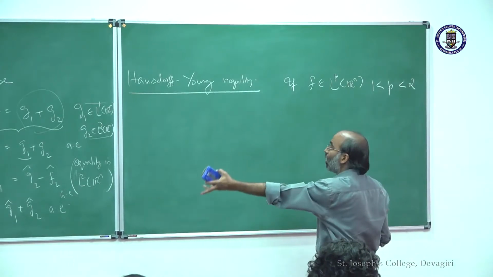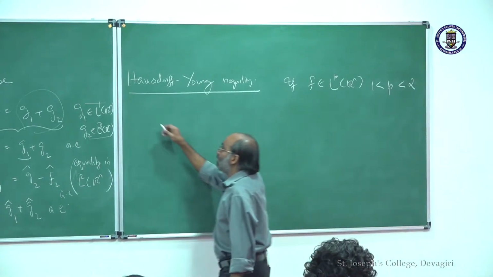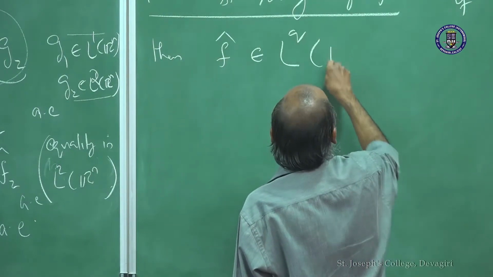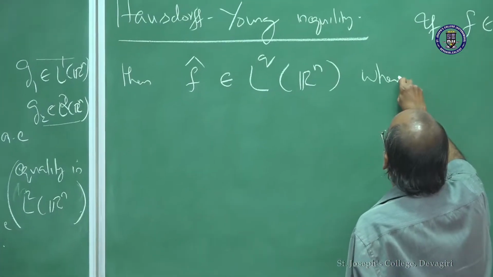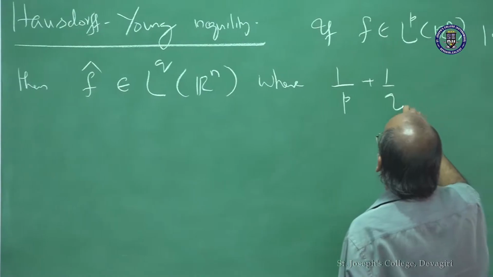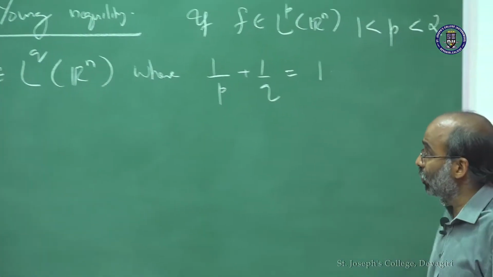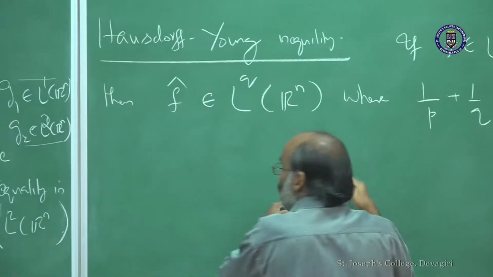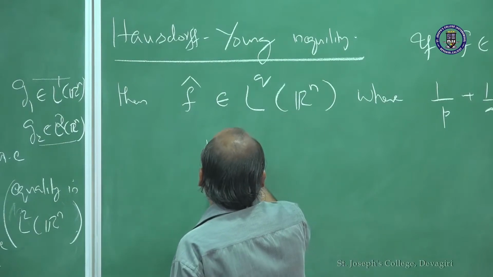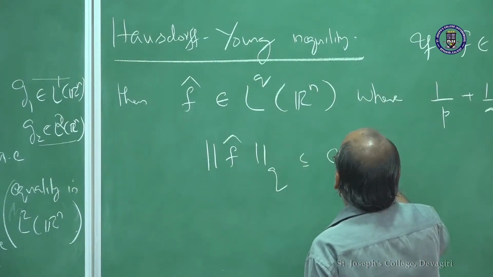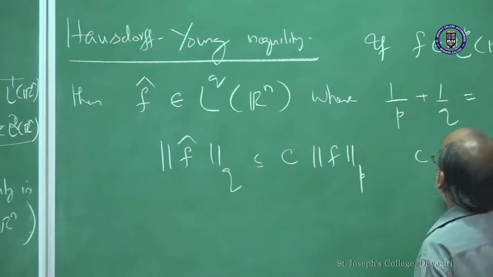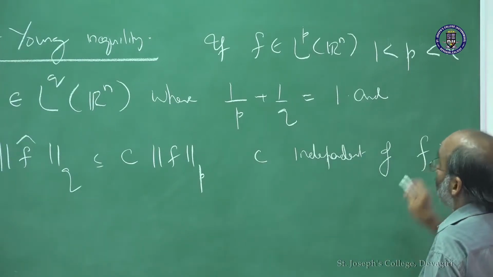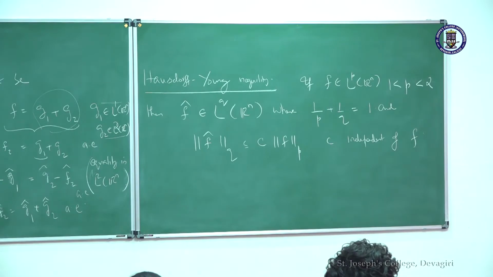We have the Riemann-Lebesgue lemma and Plancherel theorem. Then the Fourier transform belongs to LQ, where q is the conjugate exponent, 1 by p plus 1 by q equal to 1. And not just that it lands in LQ, the operator is bounded, with the norm of F hat in LQ at most C times the norm of F in LP, where C is independent of F. Okay, so that is called the Hausdorff-Young inequality.